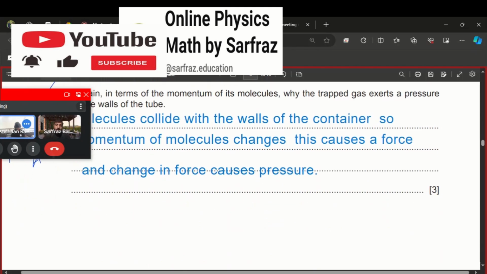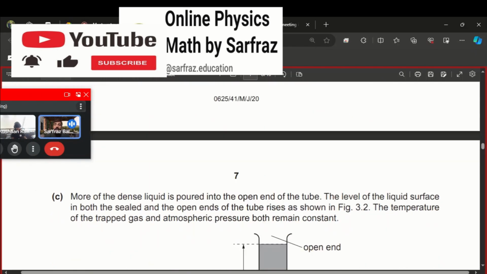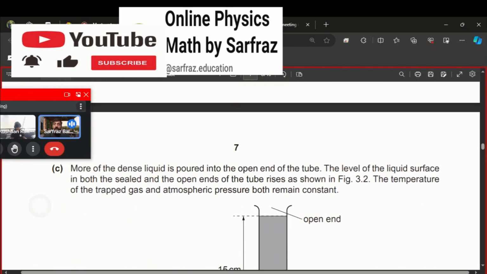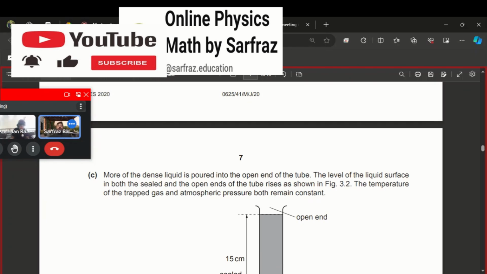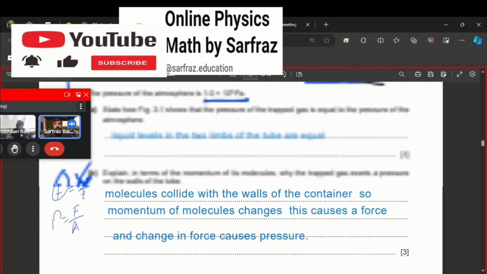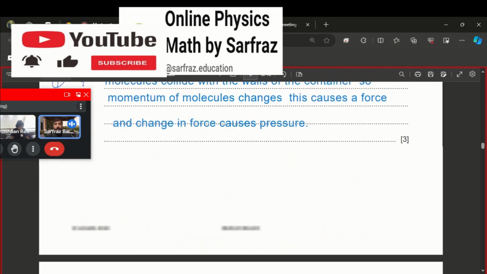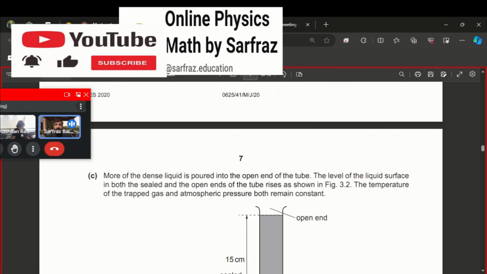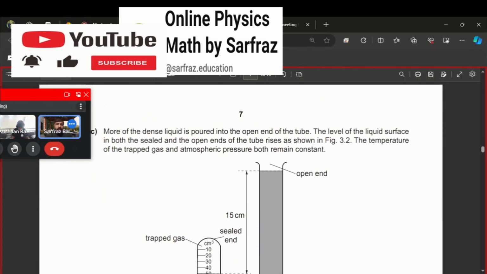Okay, now move to the next question. The next question says that more of the dense liquid is poured into the open end of the tube. Now more liquid is being poured on the open end, as you can see in the figure. The level of the liquid surface in both the sealed and open ends of the tube rises, as shown in the figure. The temperature of the trapped gas and atmospheric pressure both remain constant.